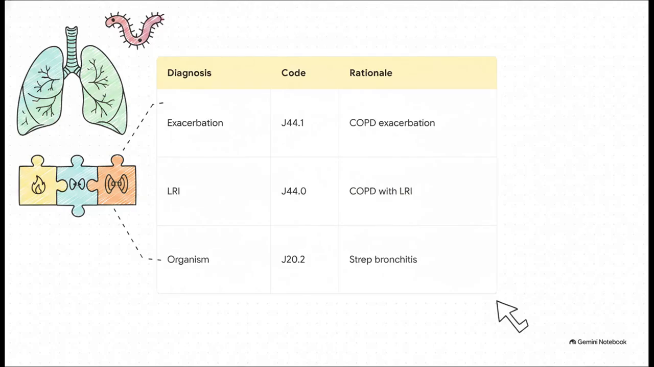Here is the crucial takeaway. ICD-10-CM actually requires a multi-code assignment here. Why? To capture both the severity of the COPD and the exact bug causing the bronchitis. We're going to need J44.1 for that acute exacerbation, then J44.0 to show the COPD is accompanied by an acute lower respiratory infection. And finally, we add J20.2 to explicitly tag the streptococcus. It's like a 3-piece puzzle, and you absolutely need all 3 pieces to see the full clinical picture.